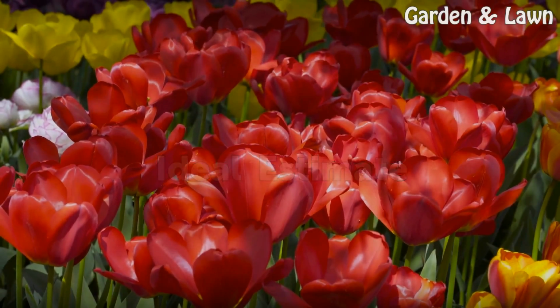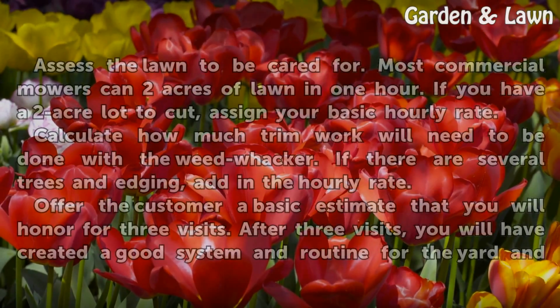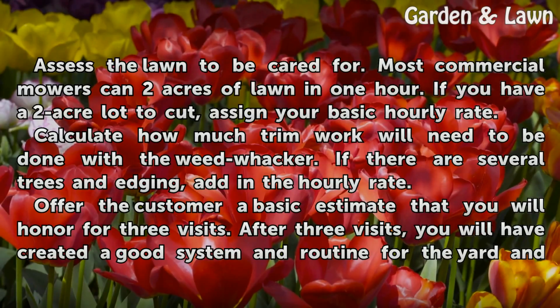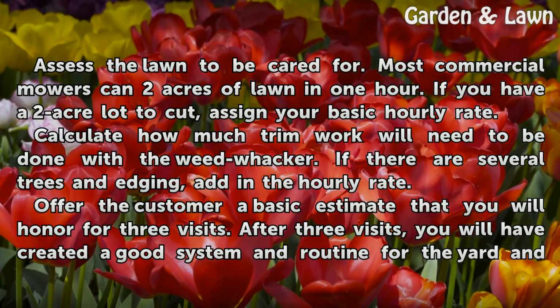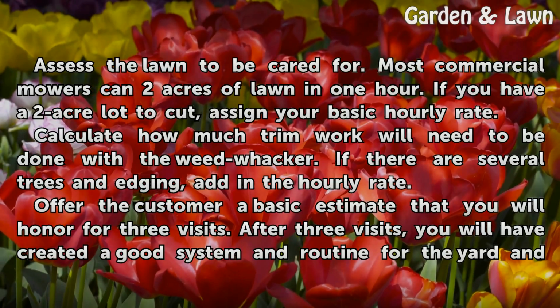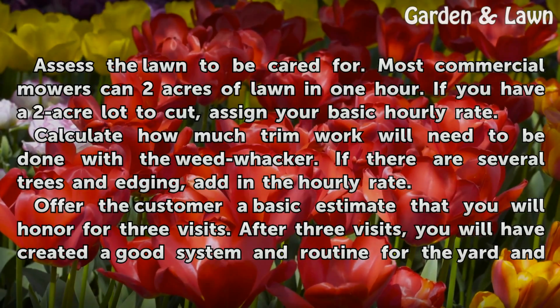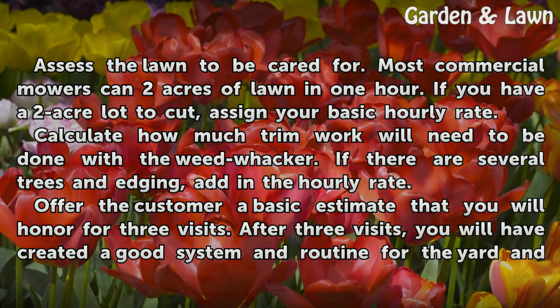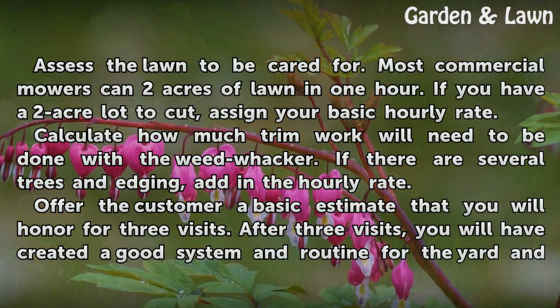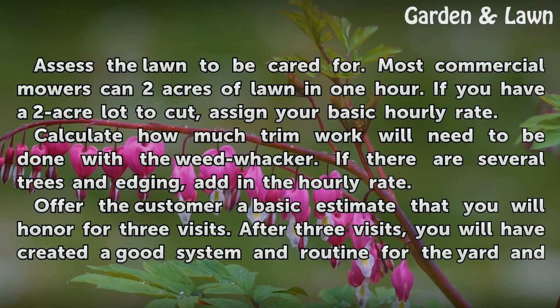Ideal estimate. Assess the lawn to be cared for. Most commercial mowers can mow 2 acres of lawn in 1 hour. If you have a 2-acre lot to cut, assign your basic hourly rate. Calculate how much trim work will need to be done with the weed whacker. If there are several trees and edging, add in the hourly rate.